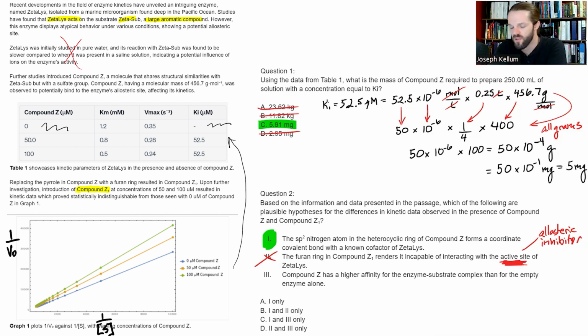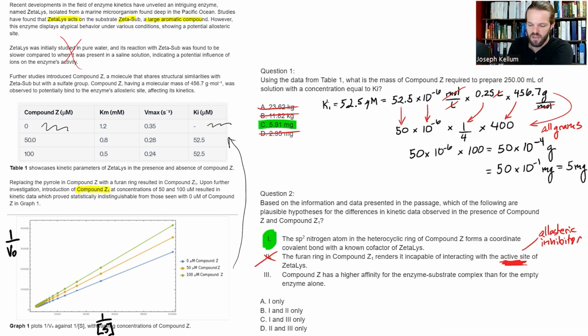Okay. So these are the votes we got. So 4 of the 6 of you who voted said that number 3 here is a good hypothesis, meaning that you would pick answer choice C and move on with life. The other 2 of you, 33% of you, said that it's not a good hypothesis, meaning you would pick A. Okay, so compound Z has a higher affinity for the enzyme substrate complex than for the empty enzyme alone. This statement is perfectly consistent with the data that we observe here in this table.